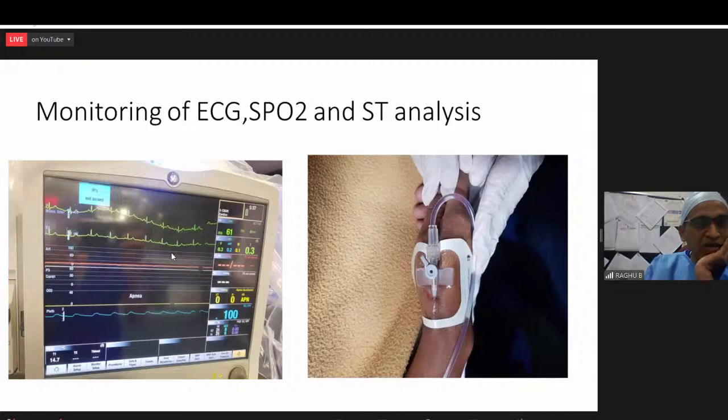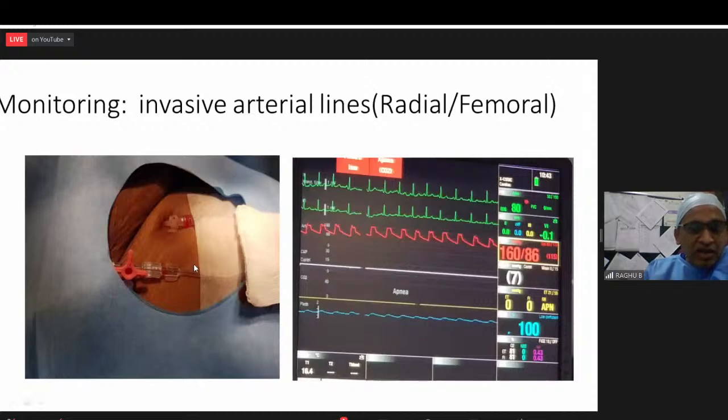Coming to the monitoring, once the patient comes to the operating room, we connect the ECG leads with ST analysis and the saturation probe. Once this is connected, we give oxygen to the patient either by face mask or with nasal prongs. After that, we secure a wide bore IV cannula and invasive lines. Either it can be radial or femoral. Femoral we usually use when the LV function is less than 30 to 40, so that if something inadvertent happens during the surgery, the surgeon himself can put an IABP.